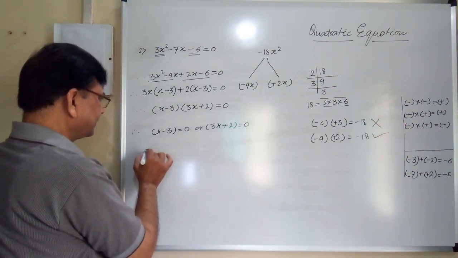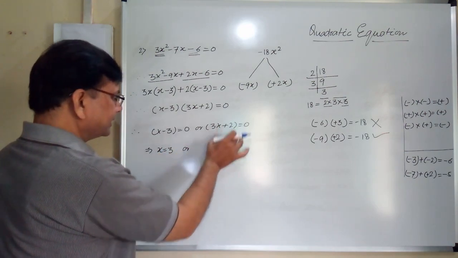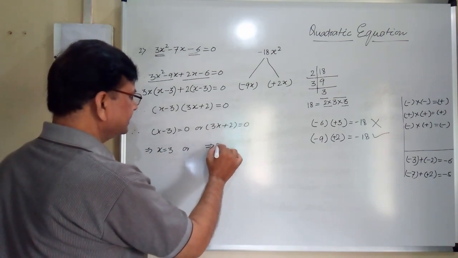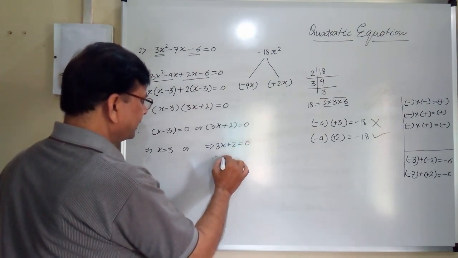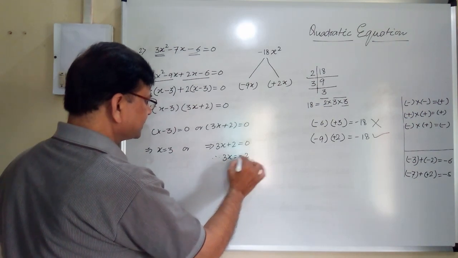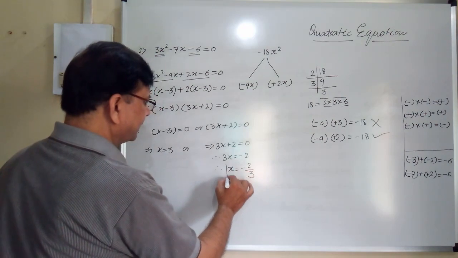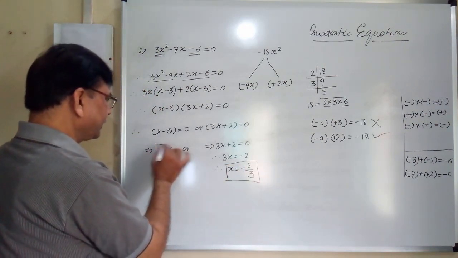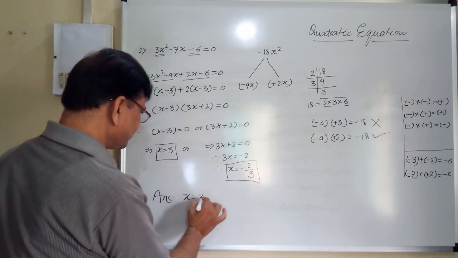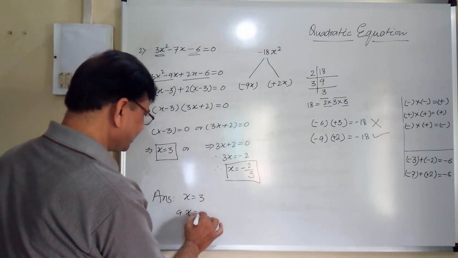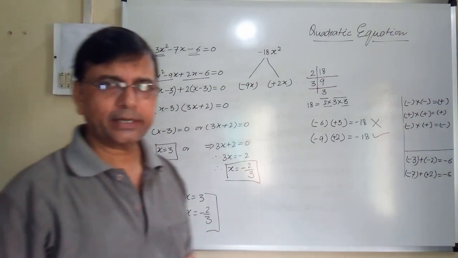From this implies x is equal to 3, or this implies 3x plus 2 is equal to 0. Therefore, 3x is equal to minus 2. Therefore, x is equal to minus 2 by 3. So, two values of x we got. Therefore, answer will be x is equal to 3 or x is equal to minus 2 by 3. This is the solution of this quadratic equation.